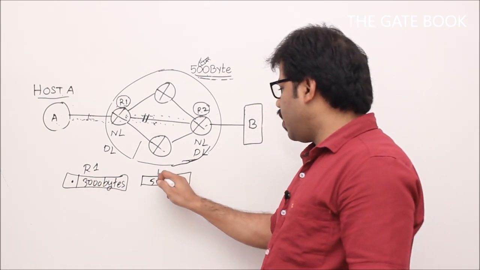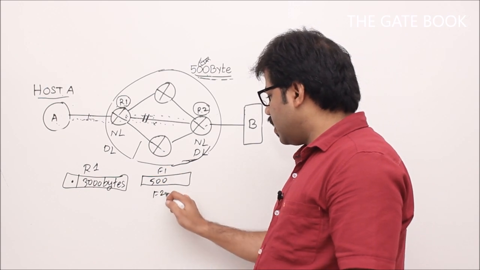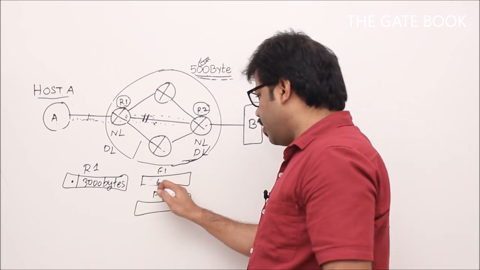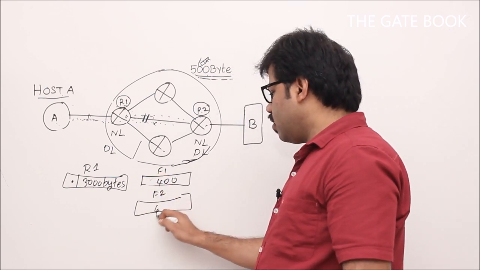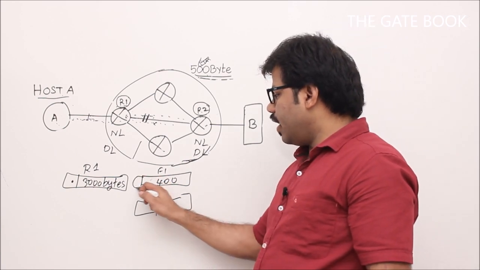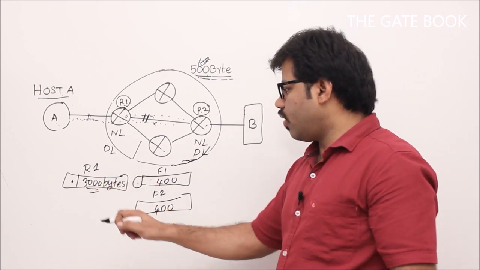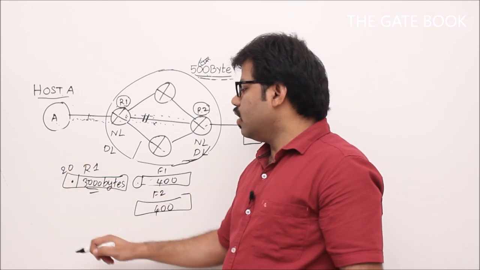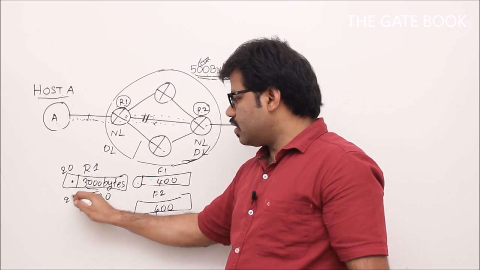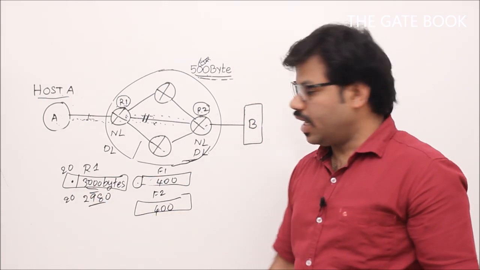Why? I will tell you. Example, let's say you divide into fragments like this, fragment 1, fragment 2. Assume that you are dividing into 400 byte units, just for simplicity. After that, we have to add the header also. Of this 3000 bytes, let's say 20 bytes is header, right? So 2980 is the data, and 20 is the header size of the network layer.